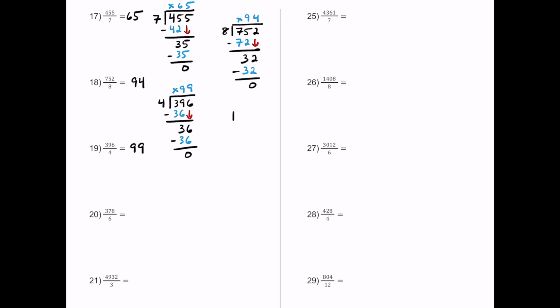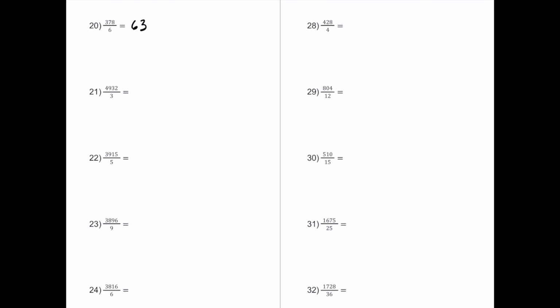For number 20, let's go ahead and see, we have 378 divided by 6. And so 6 doesn't fit into 3, but it does fit into 37 6 times. 6 times 6 is 36. So we are off by 1. Then we go ahead and bring down this 8 to join and try again. So 6 into 18, that's going to be 3. 3 times 6 is exactly 18. So we have a remainder of 0. So we have a quotient here of 63 for number 20. Let's go ahead and try number 21.